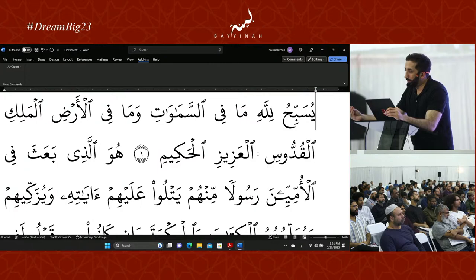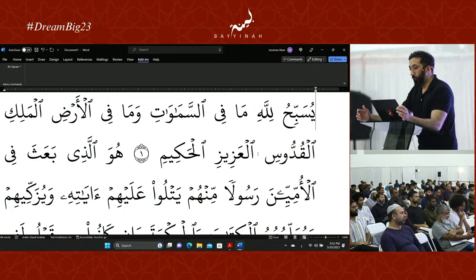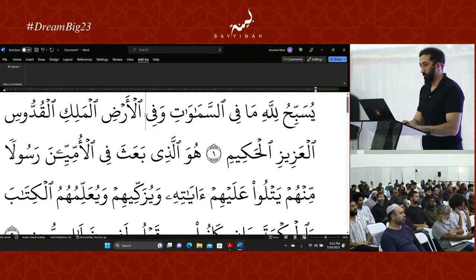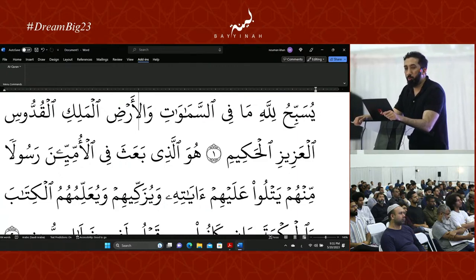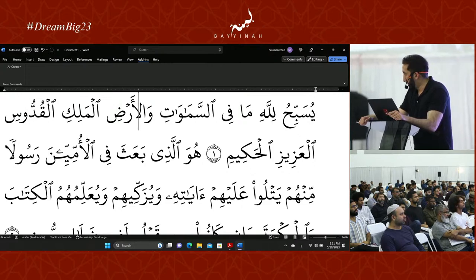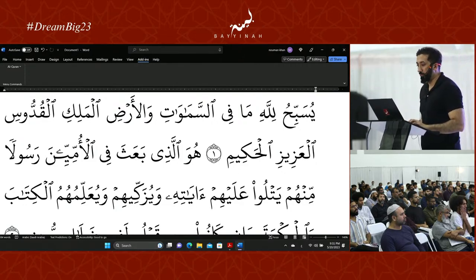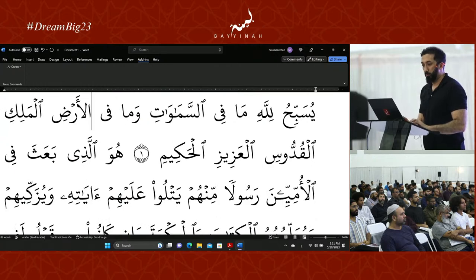Then you will notice, this is a delicacy in the surahs. It says, ma fis samawati wa ma fil ardi. Whatever's in the skies and whatever's in the earth. If I take this away, يُسَبِّحُ لِلَّهِ مَا فِي السَّمَاوَاتِ وَالْأَرْضِ. You know what that means? Whatever's in the skies and the earth declares Allah's perfection. That's not what Allah said. He didn't say, whatever's in the skies and the earth declares Allah's perfection. He said, يُسَبِّحُ لِلَّهِ مَا فِي السَّمَاوَاتِ وَمَا فِي الْأَرْضِ.